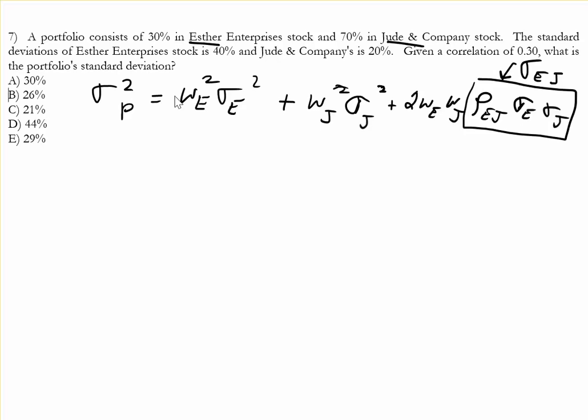And so if the problem told us covariance, we would just plug that in place of those 3 items, but the problem does tell us correlation, so I'm going to use this formula. Now we just plug in. Notice that I'm leaving the weights as a fraction or decimal, and I'm putting the standard deviations in as a percentage.